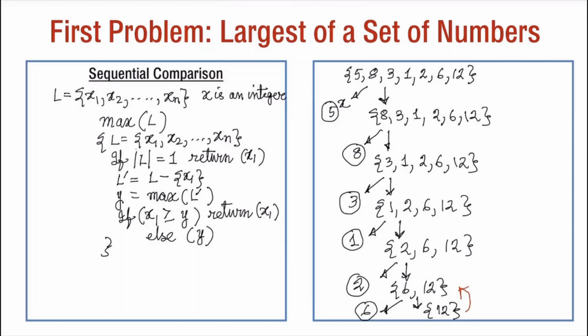This returns 12. Now 12 is compared with 6, and then this returns again 12 based on this condition that is given here. Then again from here 12 is returned. This is compared with 3. This returns 12. This is compared with 8. This returns 12, this is compared with 5, and this returns 12. And so finally, the answer to this is 12.